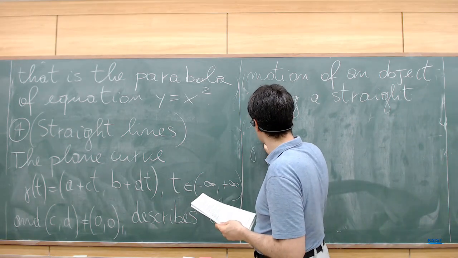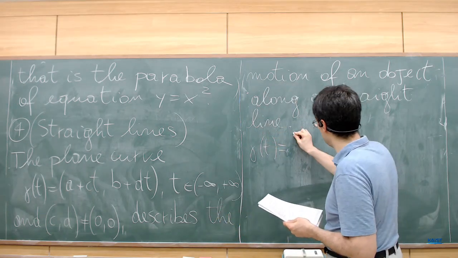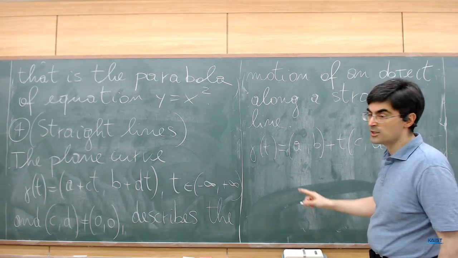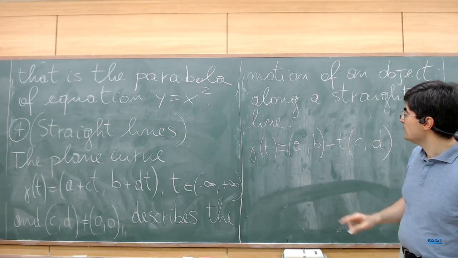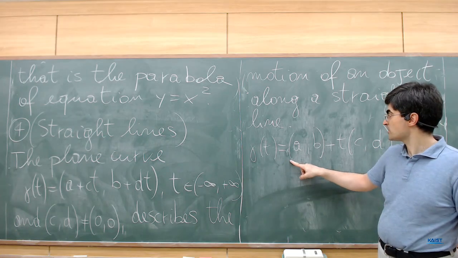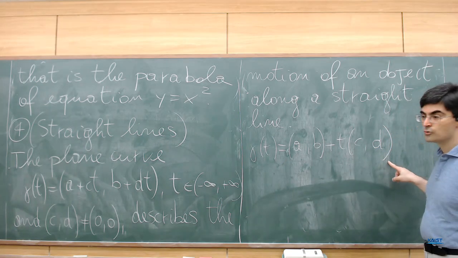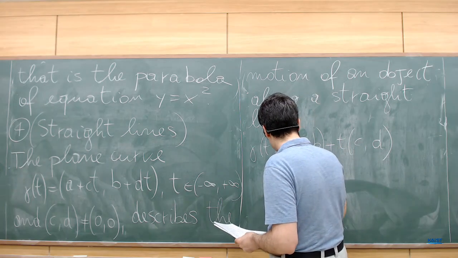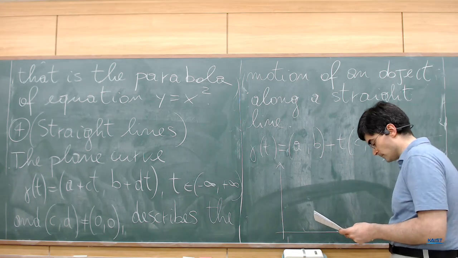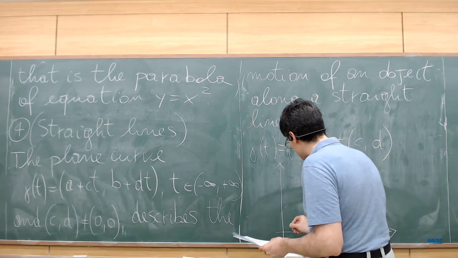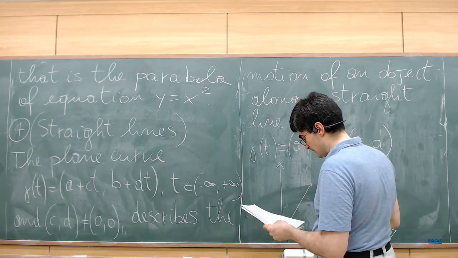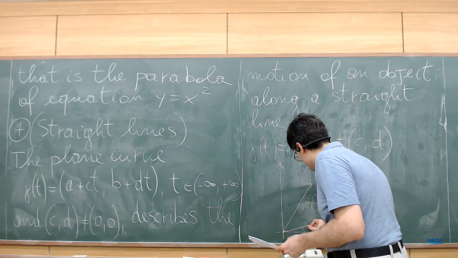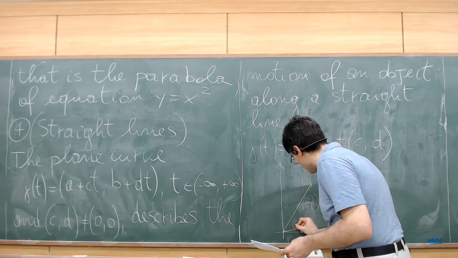First of all, we write gamma of t in another way. We write gamma of t as (a, b) plus t times (c, d). So this means that for any value of t, this vector is the sum of a constant vector plus a vector whose length varies linearly with t. So let's try to make a picture. Suppose that this is the vector (a, b) and this is a vector (c, d).